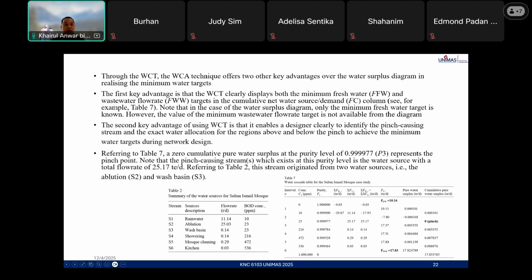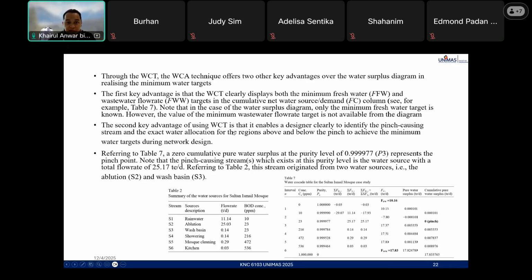So through the WCT, the WCA technique offers two key advantages of the water supply targeting in realizing the minimum water target. The first key advantage is that the WCT clearly displays both minimum freshwater FFW and wastewater flow rate FWW targets in the net water source/demand column. See, for example, table 7. Note that in the case of the water supply diagram, only the minimum fresh water target is known. However, the value of the minimum wastewater flow rate target is not available from the diagram.